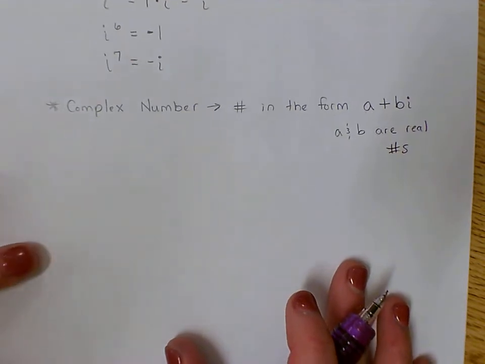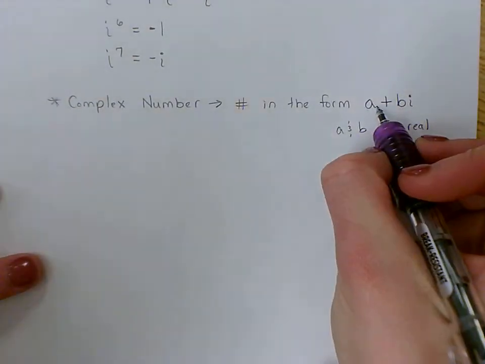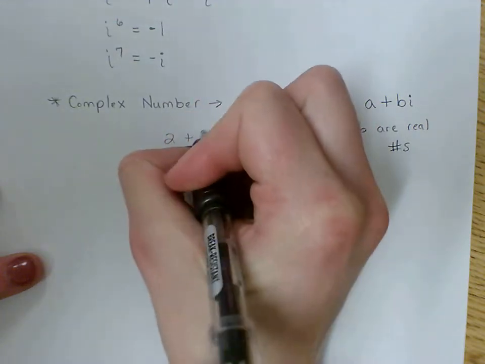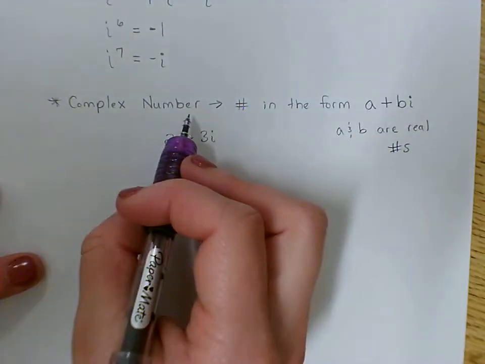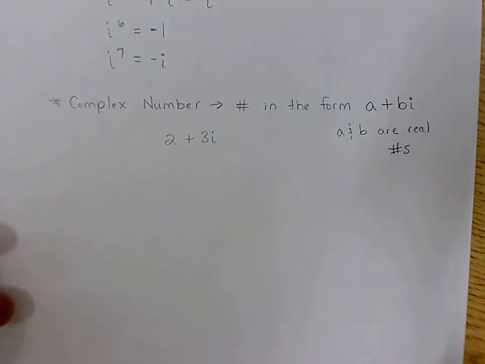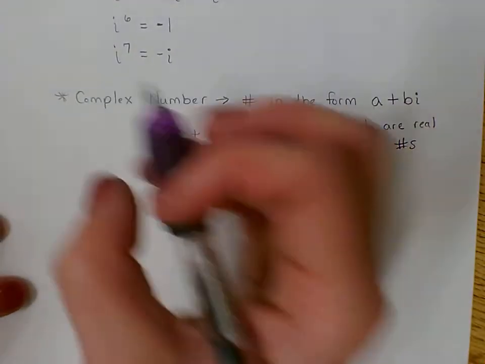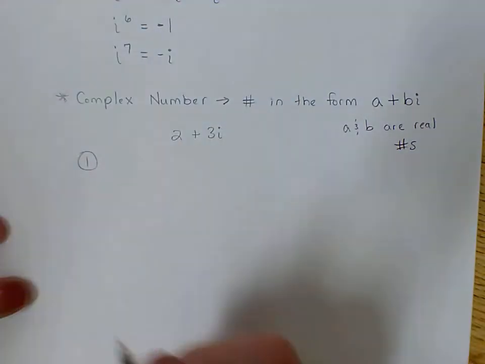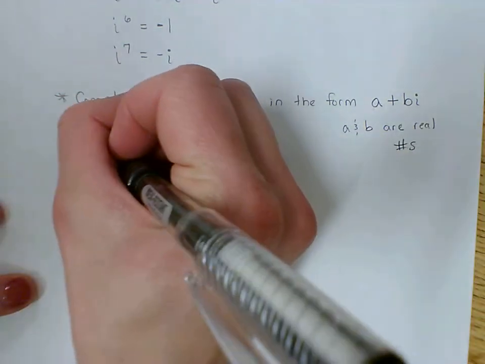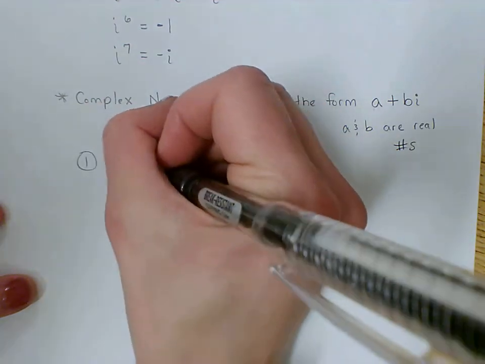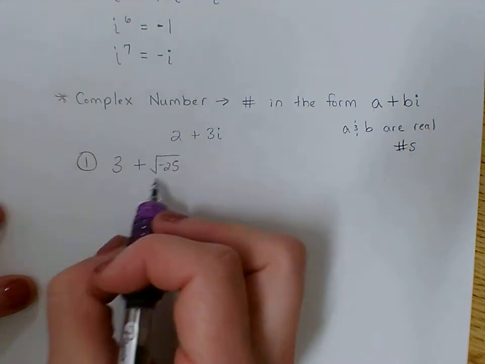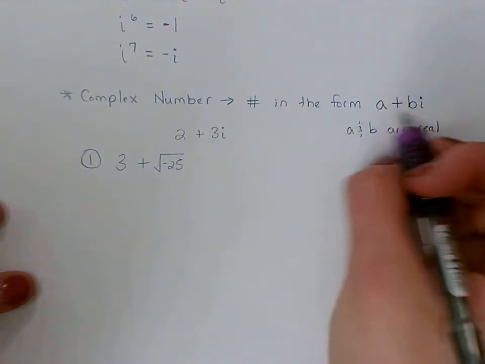All right, so where does this come into play? Well, just to give you an example, if you had the number 2 plus 3i, that is a complex number, because notice you got 2 and 3, those are real numbers, and then you have your imaginary number. So what we're going to practice is taking an example, simplifying it and writing it in this form. So these would look something like this. You'd have 3 plus the square root of -25. Okay, notice we do have a little simplifying to do, but then we're going to put it in that form.